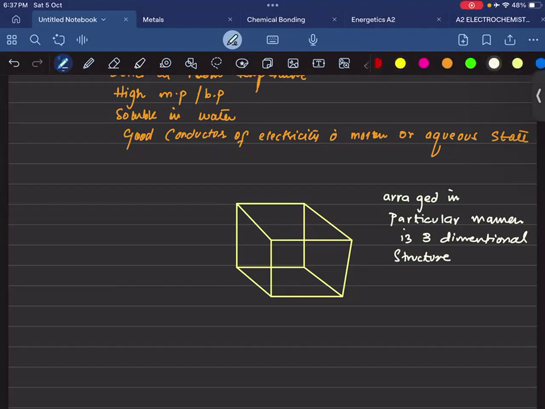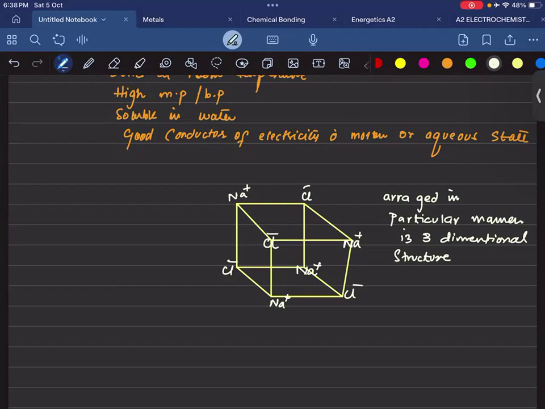So let's suppose this is sodium, this is chloride, this is sodium, this is chloride, this is sodium, this is chloride, this is sodium, and this is chloride. Ultimately, now you can see how they are arranged in a regular pattern. Due to the presence of many cations and many anions, the attraction is very strong.